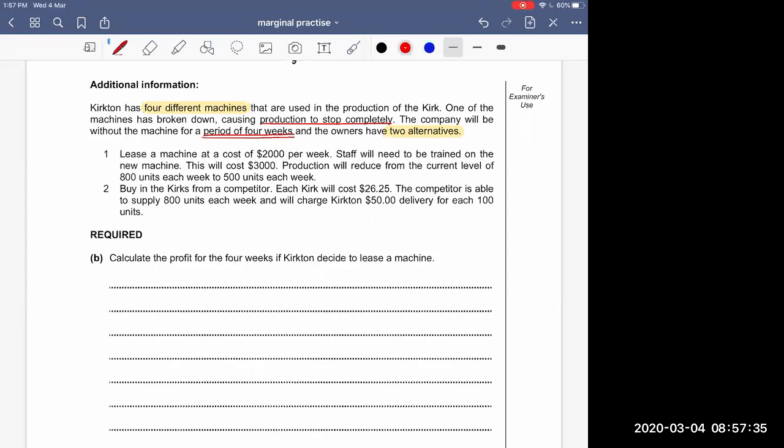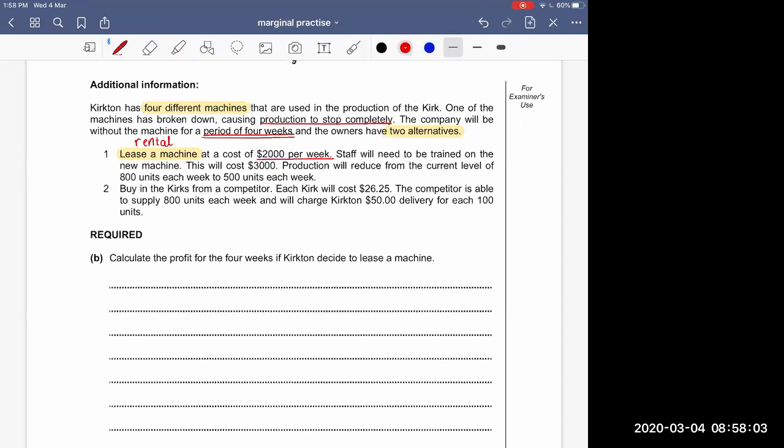4 weeks tak Krypton ke paas machinery nahi hogi. Bechara kya karega? Owner ne 2 alternatives soche hain. Pehla alternative, lease a machine. Lease ka matlab yahan par hire purchase nahi hai, installment nahi hai. Yahan par lease ka matlab rental hai. It means operating lease. It means rental. Lease a machine, rent a machine at the cost of $2,000 per week.